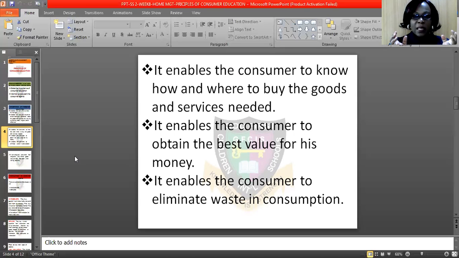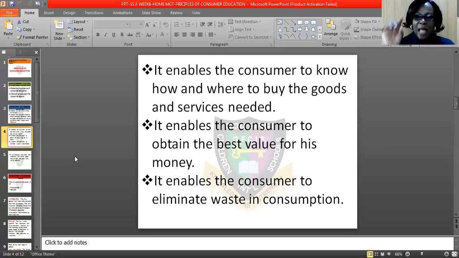Okay, let me use Lagos as an example. If you want to go for foodstuff items, you go to Mile 12, isn't it? You rush down to Mile 12. Or if you want to shop for household items or other accessories or clothing, you go to Island, Oshodi, and so on, isn't it? That is how it is. It will enable you to know where and when to buy goods, and how you are going to get them. Is that taken? That is the work of consumer education.